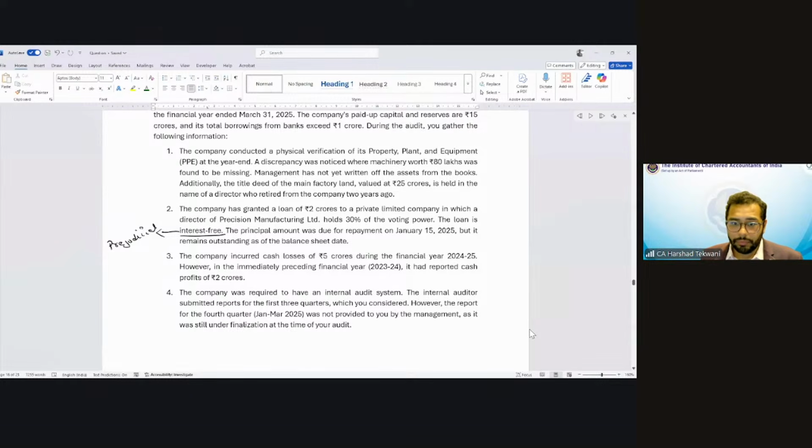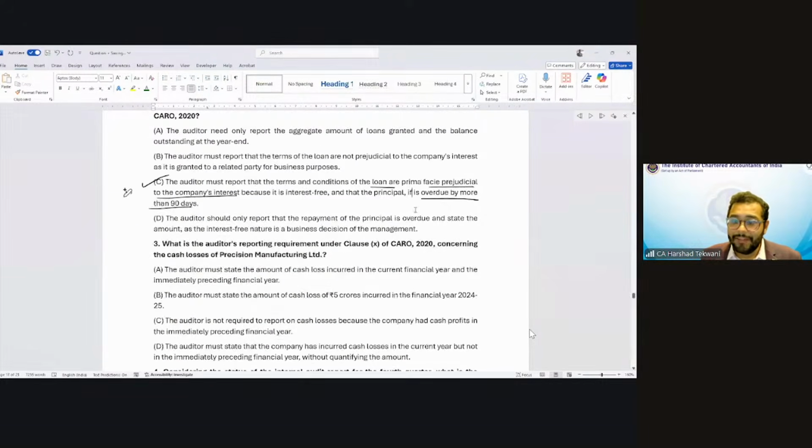Correct, but then option C is not right? Then we would look at the other options. But option C says, let me go to option C again. It says that if it is overdue by more than 90 days. That's why option C. If it is not, then it will not come. See, if it is more than 90 days, sure, we can report, no issues. But we can look at the other options, what they are saying.